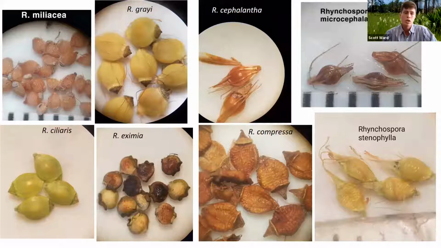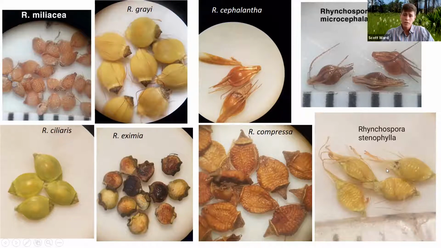Here's just another picture showing species within this catch-all group. You have species like Rincospora grayi, which prefers upland habitats like sandhills. And you have species like Rincospora eximia, which is really not very common at all, only has a few collections in peninsular Florida and is really at its northern limit in Florida. Species like Rincospora ciliaris have these smooth achenes, but have these little cilia on the side of the leaves that are really diagnostic. For example, here's one species, Rincospora microcephala, and here's 1 centimeter. So these can be quite tiny, but important when you're identifying and keying them out.